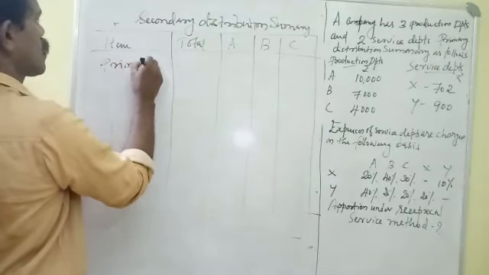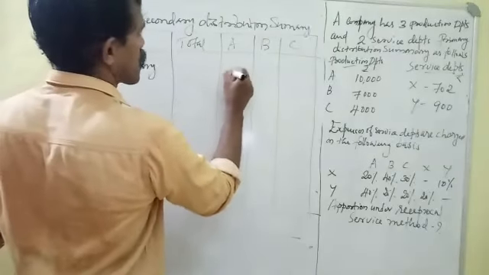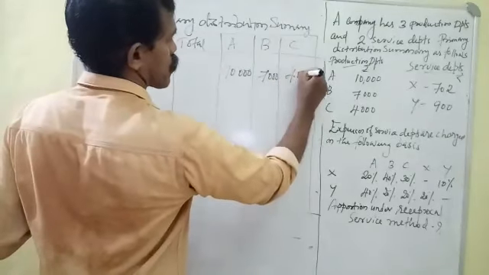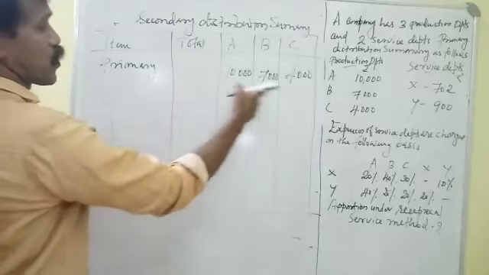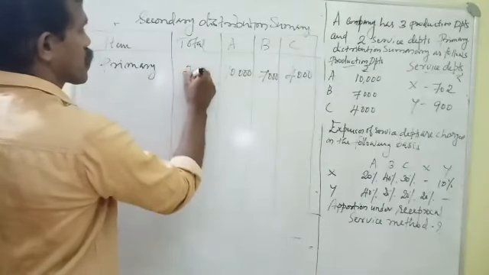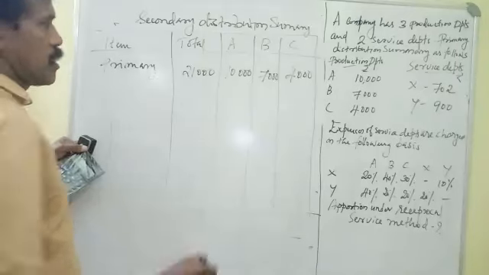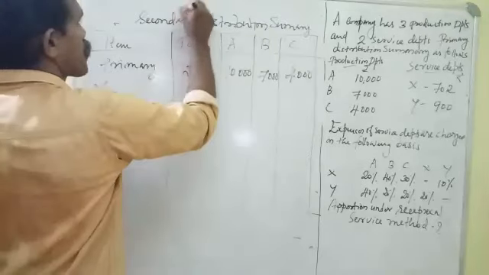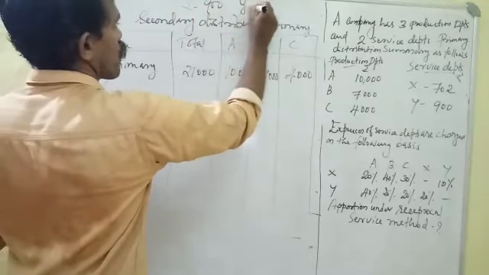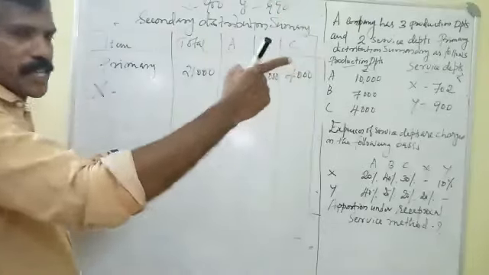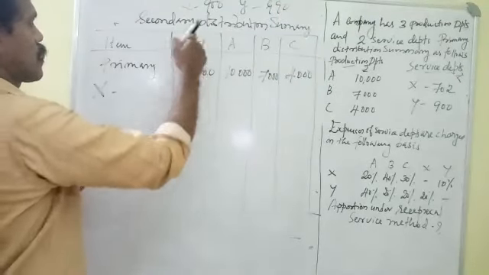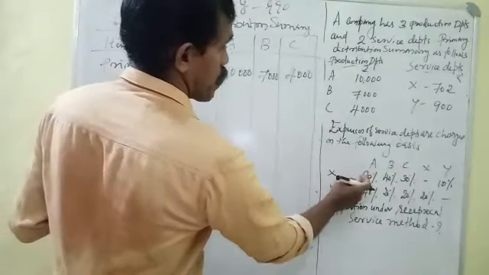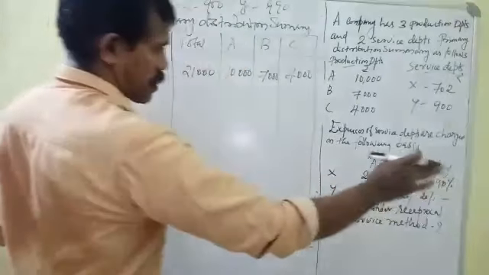Primary distribution: A 10,000, B 7,000, then C 4,000. The total is 10, 7, 4, that is 21,000. Then X's actual overhead we found out is 900, and Y's is 990, by the trial and error method. Then we distribute it. In the case of X we know 10% goes to Y.